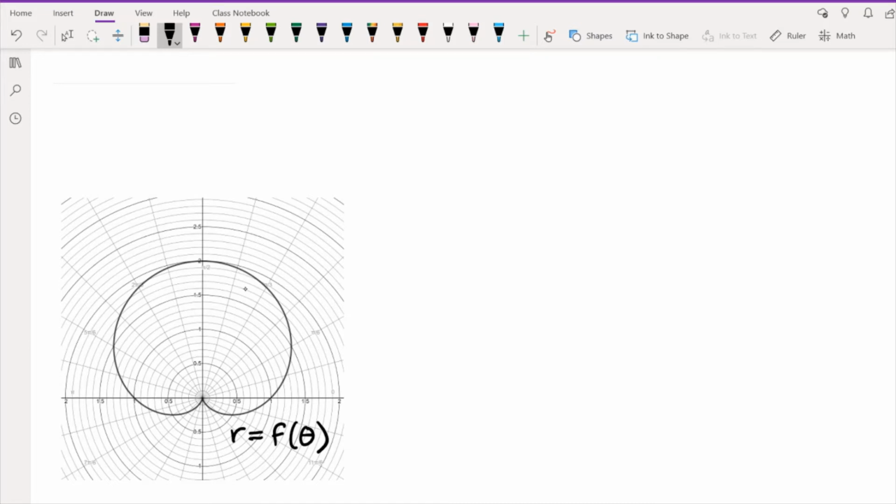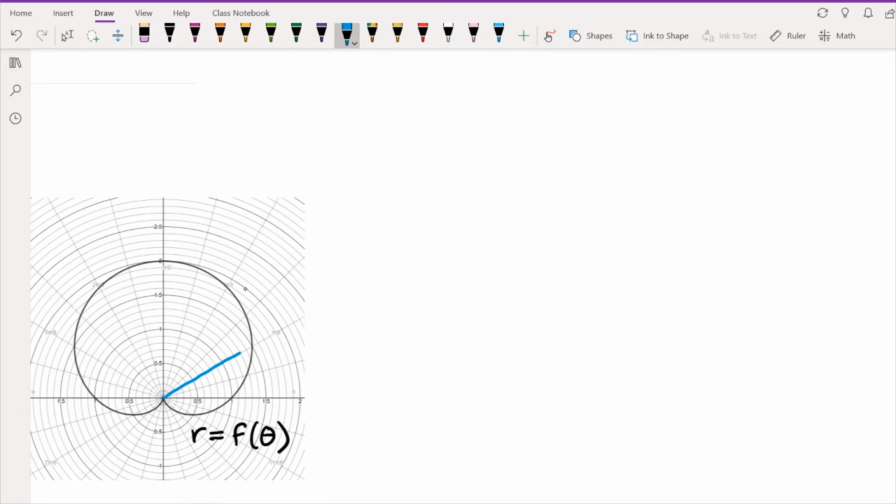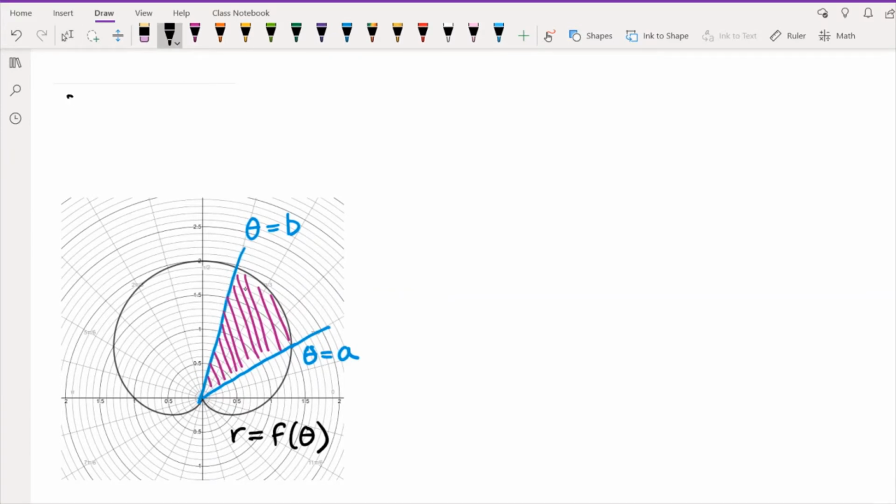So for example, you could have one initial angle here, and actually let me maybe use a different color. So let's say that this is the angle theta equals A. And then we have some other angle, and let's call this angle theta equals B. So let's say that we wanted to find this area here. We can do that using integration. So maybe let me just summarize what we're going to be doing here. We're going to be finding areas bounded by polar curves.